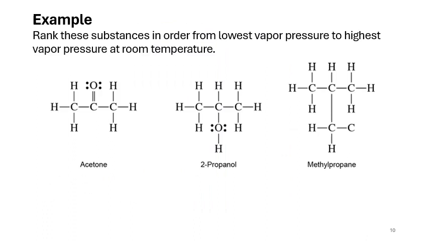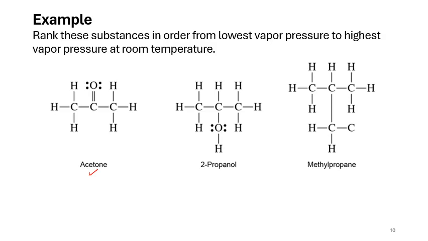Now let us try to apply this concept in a question like this. Rank these substances in order from lowest vapor pressure to highest vapor pressure at room temperature. In this case, they did not talk about any change in temperature, so we have to think about the IMF. So I will check each substance given. The first one is acetone, and I will analyze what type of IMF is taking place in this one.